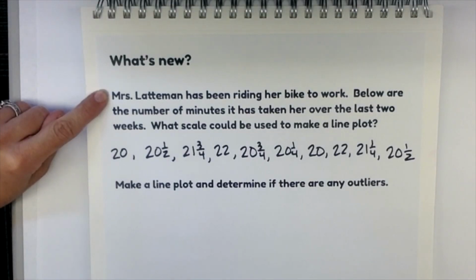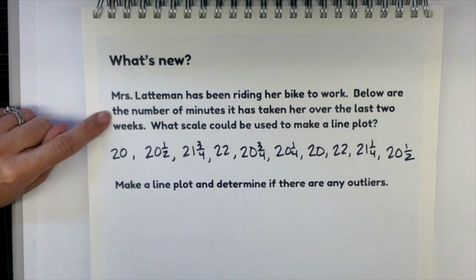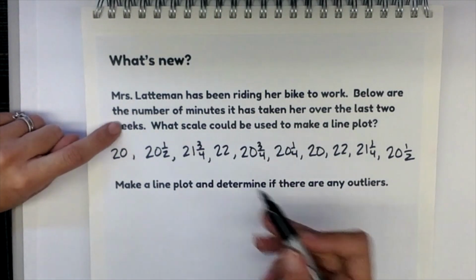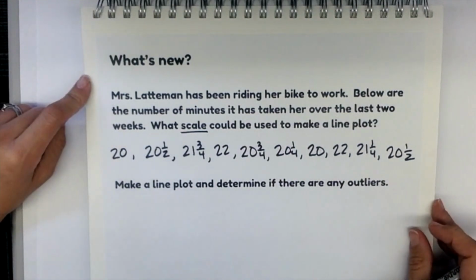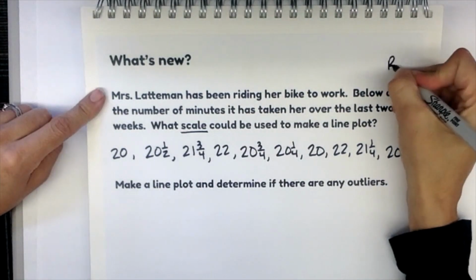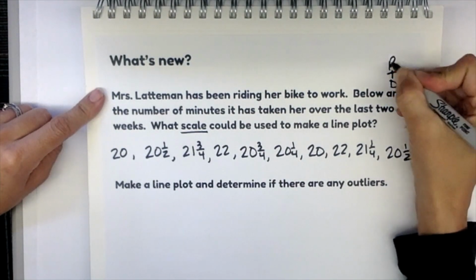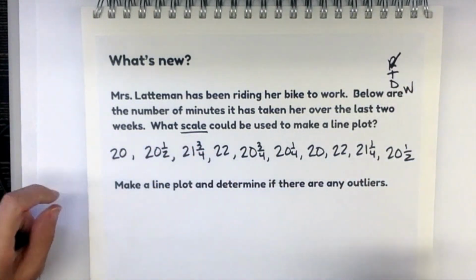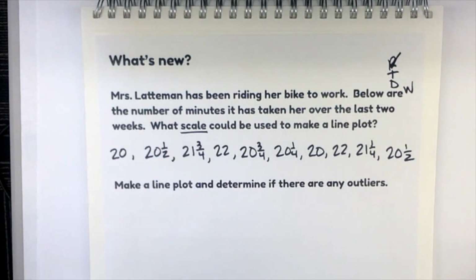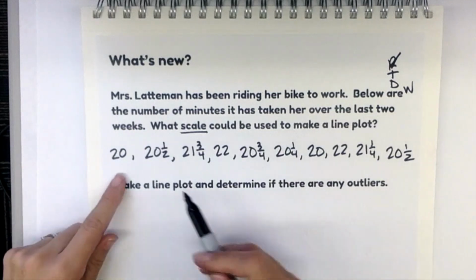Mrs. Latiman has been riding her bike to work. Below are the number of minutes it has taken her over the last 2 weeks. What scale could be used to make a line plot? Okay, let's do our RTDW. Read it. We're thinking about the scale. So from the smallest to the largest. Let's look at our numbers.